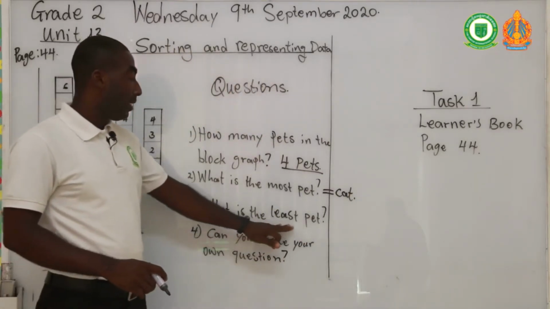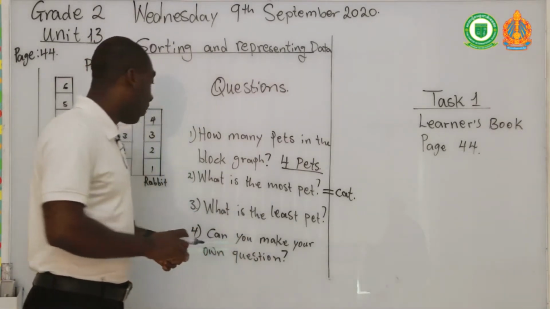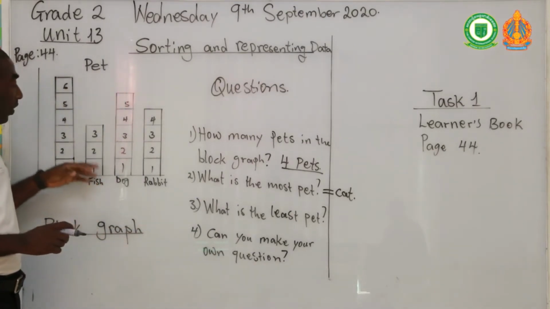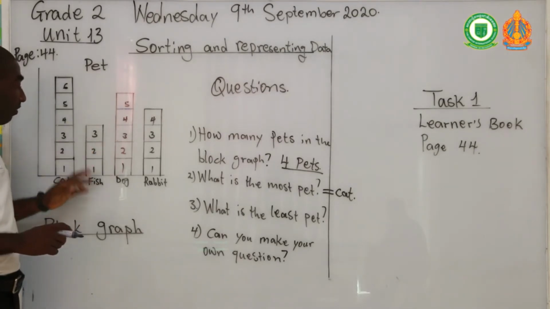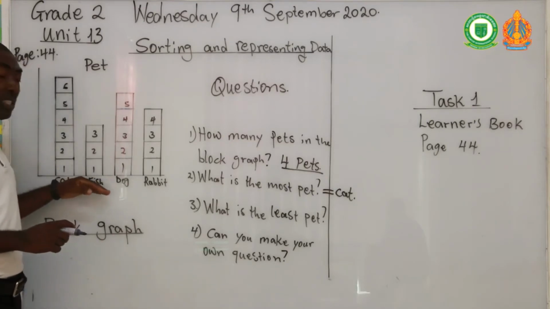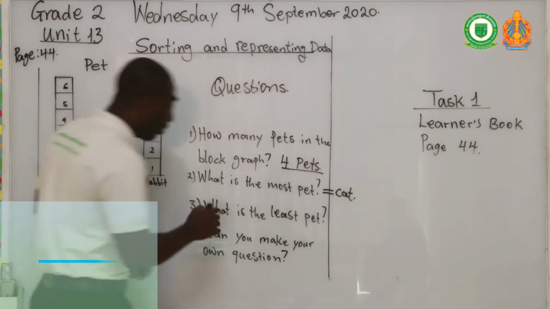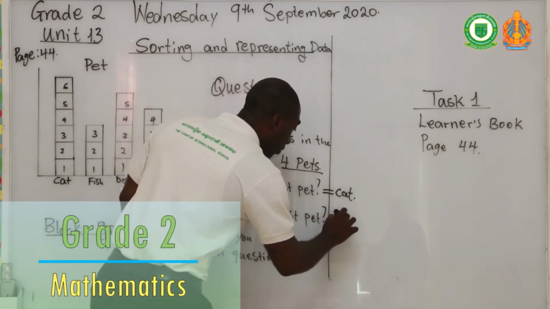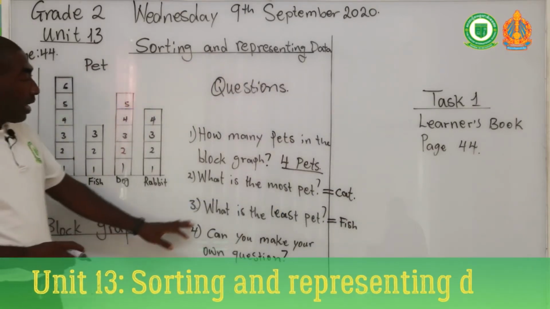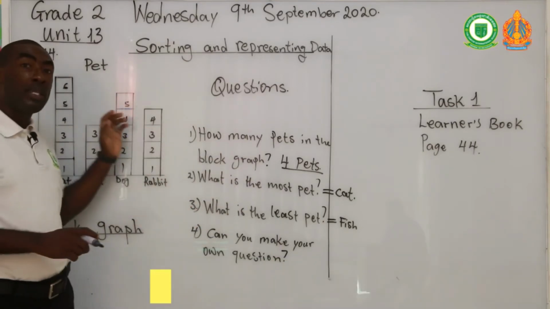What is the least? So least means the smallest, the small one. So how many do you see that looks small? If you look at the fish, you could see that it's only having 3 blocks. So that means the number of fishes in the house is the least, the smallest that we can have. So what is the least pets will be equal to fish. Now these are the 3 questions that were asked about the block data.